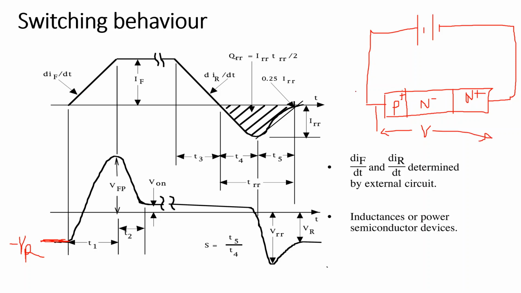So at first the forward current flows, which is IF, which is varying with respect to time, IF(t). So this forward current flows and it rises linearly. Okay, why does it rise linearly?